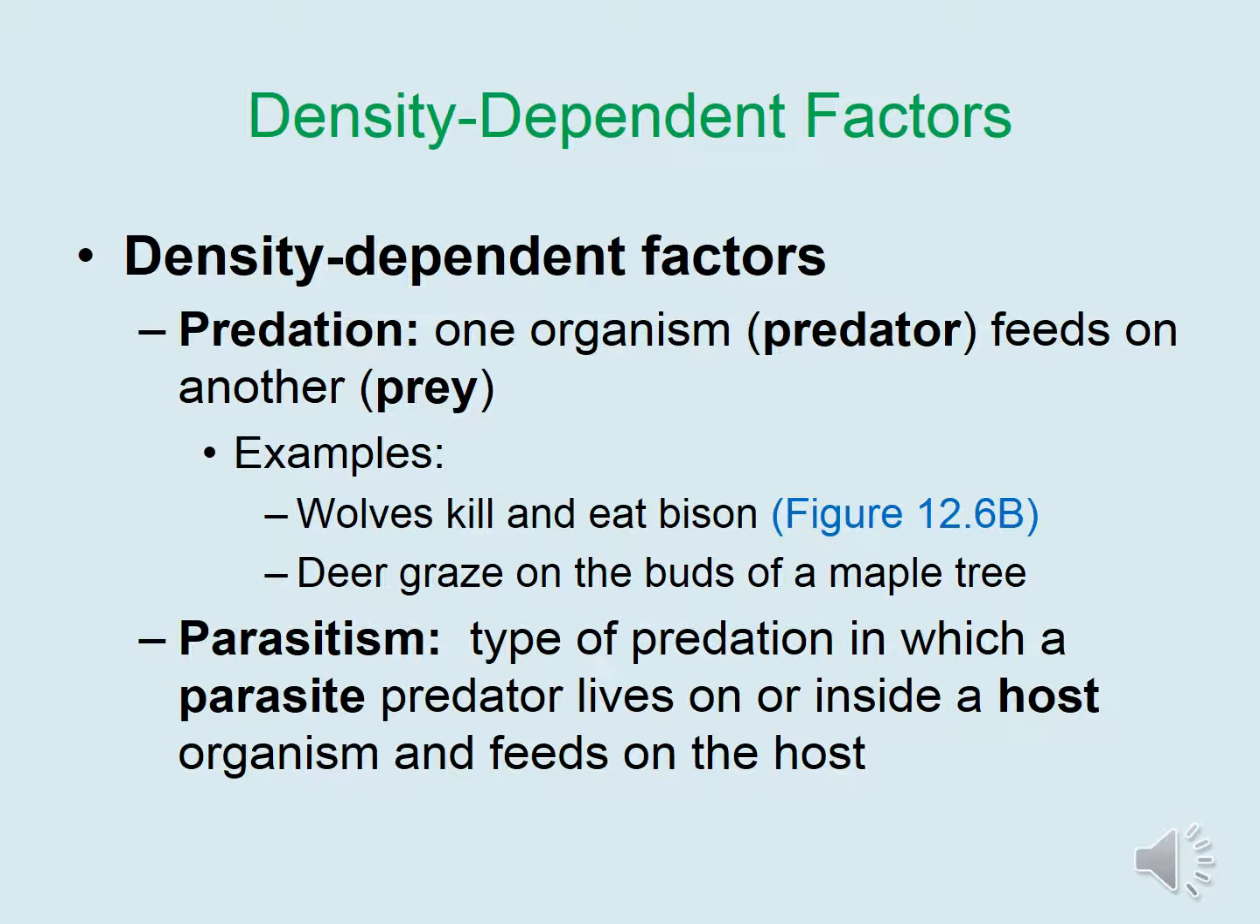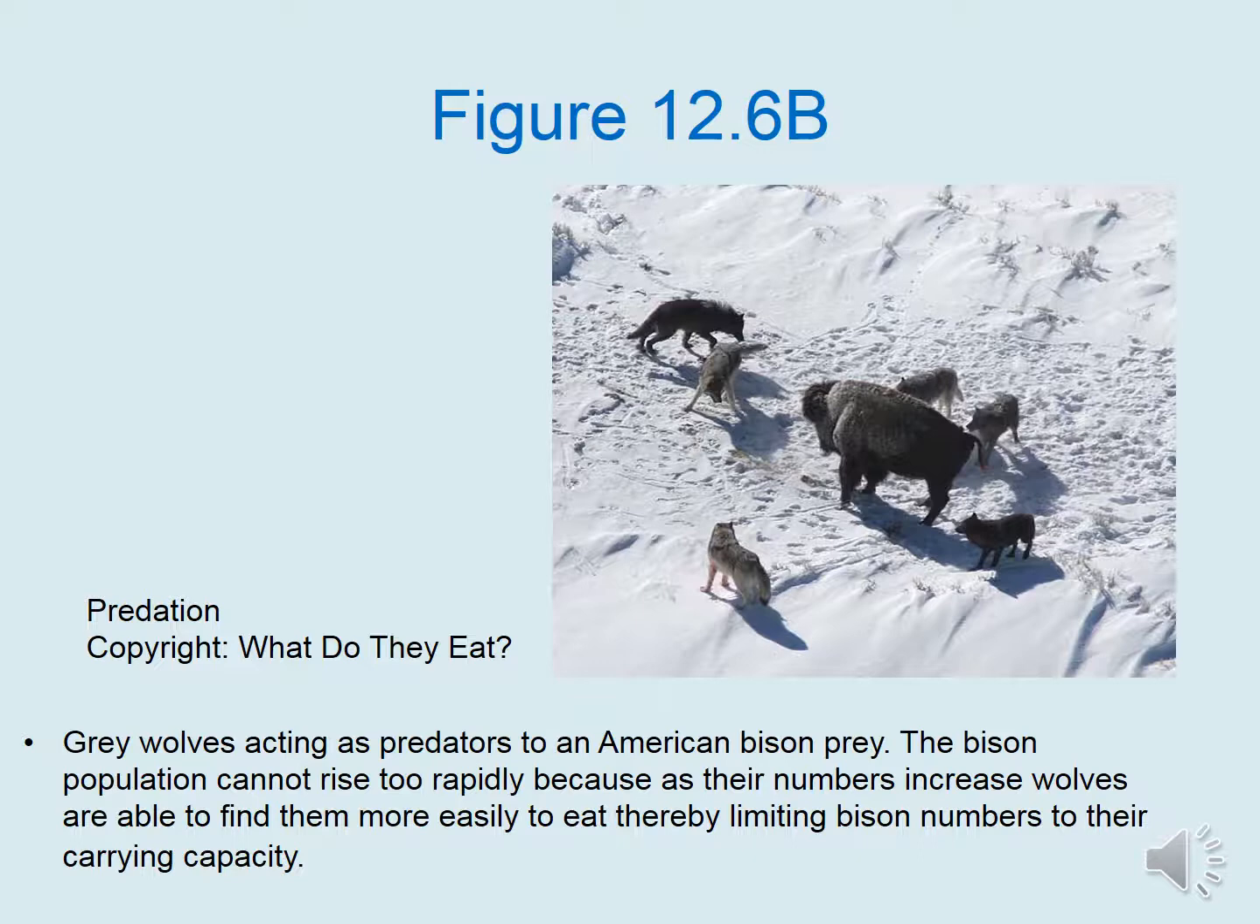Parasitism is a type of predation in which a parasite predator lives on or inside a host organism and feeds on the host. As organisms become more dense, the effectiveness of parasitism rises because parasites are able to move from host organism to host organism, spreading through a population and once again decreasing their number to keep it around the carrying capacity.